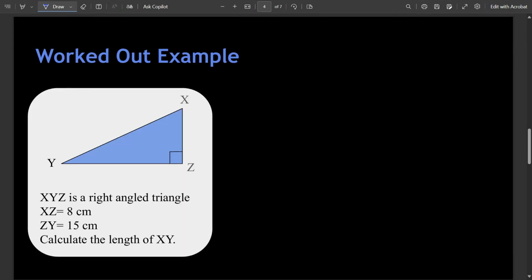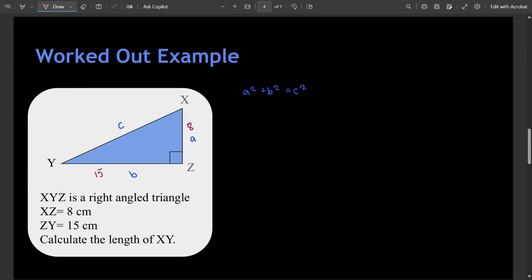Now we're going to have a look at an example to understand how we can use the Pythagoras theorem to find a missing side. But before I start, I'm going to write out my formula. A squared plus b squared is equal to c squared. And I'm also going to label the sides of my triangle. So A, B, and C. Now let's have a look at the question. XYZ is a right angle triangle. XZ is 8 centimeters and ZY is 15 centimeters. Calculate the length of XY.